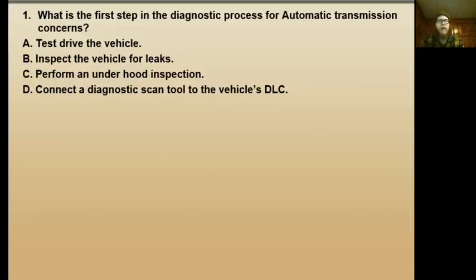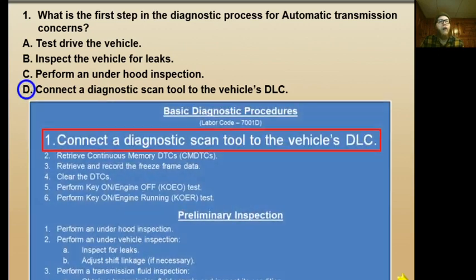First step in the diagnostic process for automatic transmission concerns. So for everything else, it's always been verify the concern. So it might be perform an initial inspection of the vehicle, like make sure that the headlight that doesn't work, or see if the check engine light's on, drive the vehicle and see if it has that hitch or misfire. But for an automatic transmission, they go at this in a different way. They want you to pull codes out of the vehicle immediately.